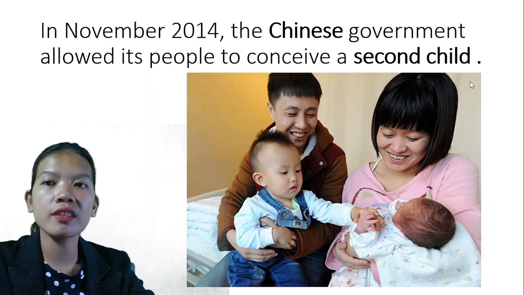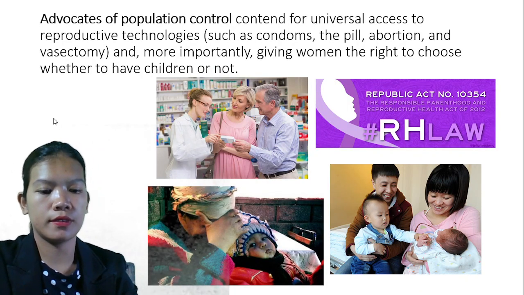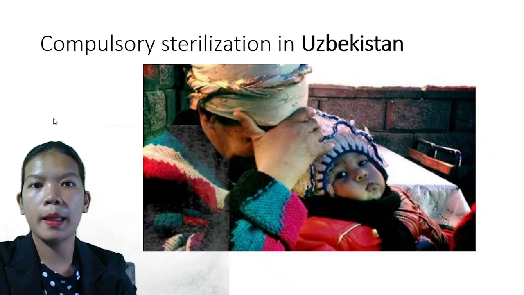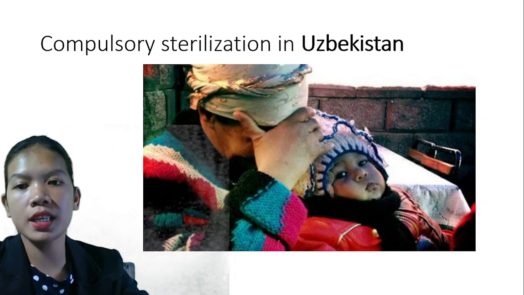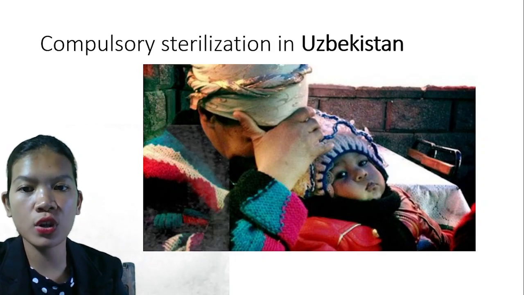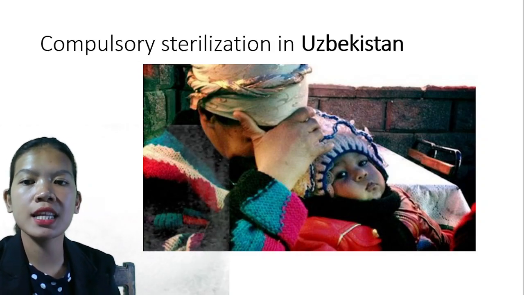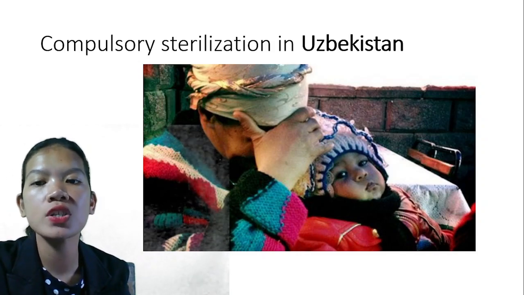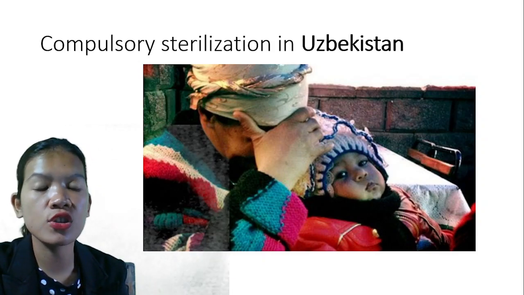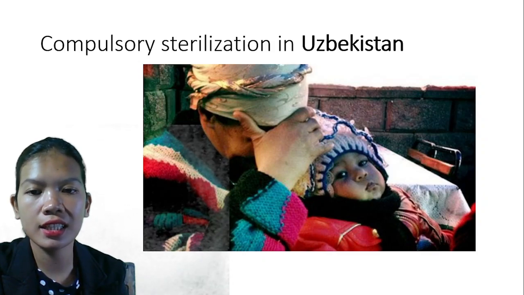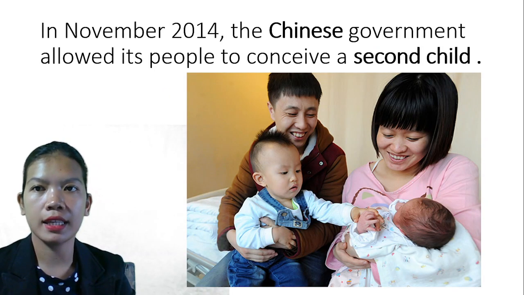On the other hand, in Uzbekistan, there is compulsory sterilization, and it is reported that Uzbekistan has been pursuing a policy of forced sterilization, hysterectomies, and IUD insertion since the late 1990s in order to impose population planning.